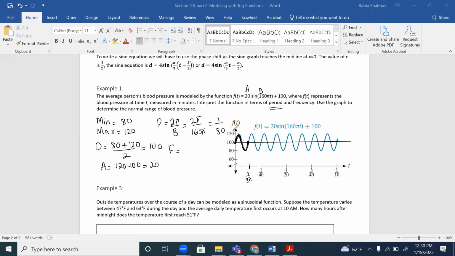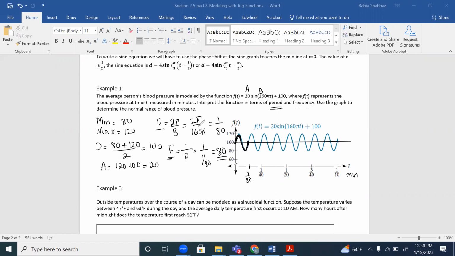There's another term that we use, called frequency. Frequency is 1 over period, which in this case is going to be 1 over 1 over 80, or just 80. Now, what is the difference between a period and a frequency? Period is how long it takes for a function to complete 1 cycle, and frequency is how many cycles we can have in 1 unit of time, which here is minutes. So in 1 minute, frequency is 80, meaning our heart beats 80 times in 1 minute.